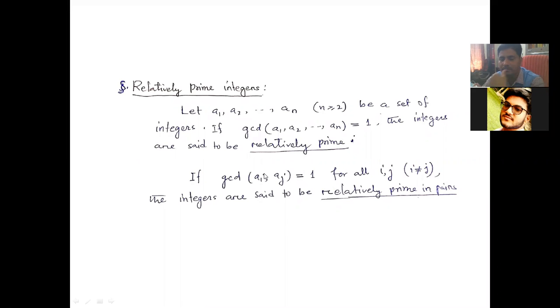Those which are relatively prime in pairs are relatively prime. But relatively prime may not be relatively prime in pairs. जरूरी नहीं है कि pairs में भी relatively prime हो, pairs में कोई GCD मिल जाए 1 के अलावा.